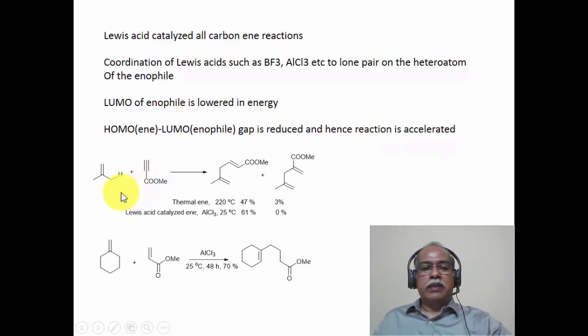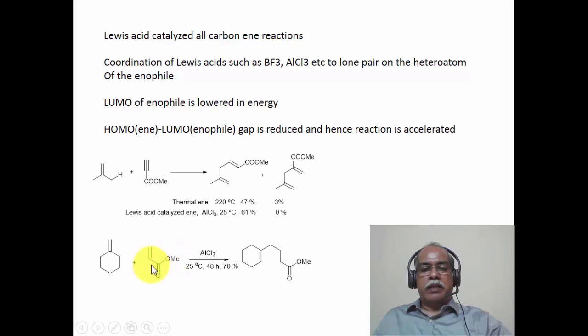Now imagine this reaction we already considered under thermal conditions. A mixture of regioisomers is formed in this reaction. However, under Lewis acidic conditions, only one regioisomer is formed. The other regioisomer is completely absent during the course of the reaction. That is not an important point here. The important point is the rate acceleration. The uncatalyzed reaction takes place around 220 degrees Celsius, whereas the catalyzed reaction in the presence of aluminum chloride takes place at room temperature, around 25 degrees. So that is the most important aspect of this particular reaction.